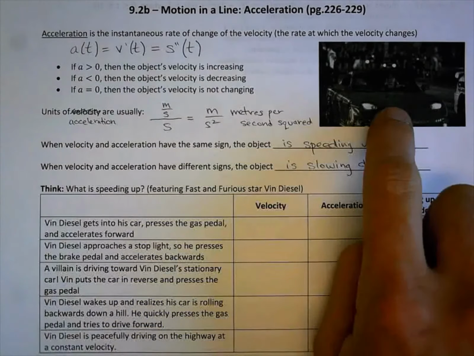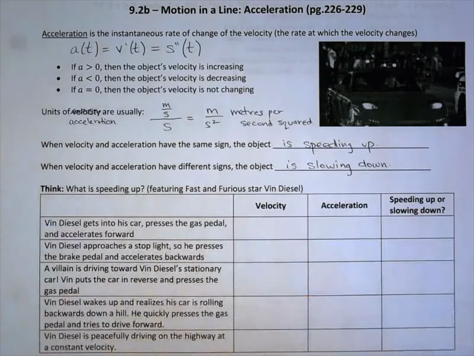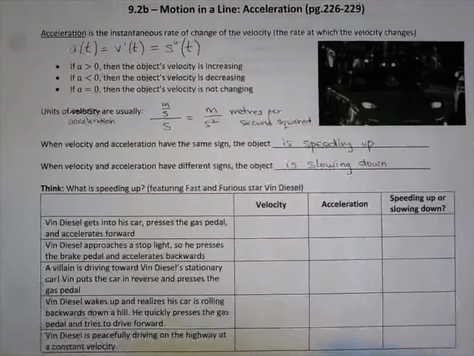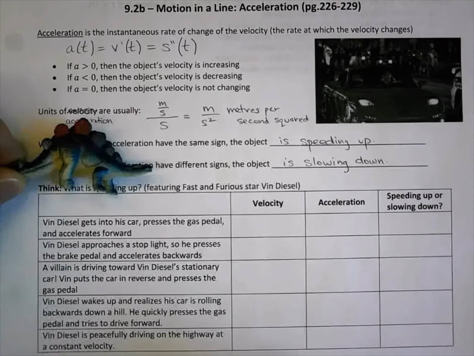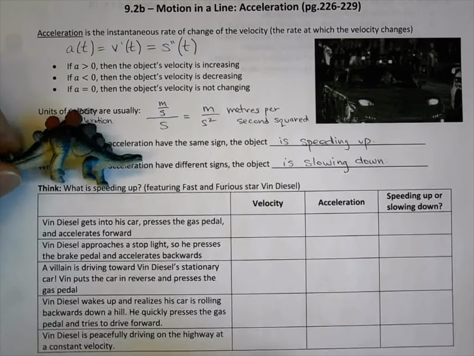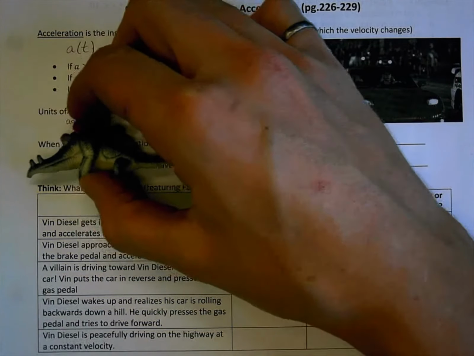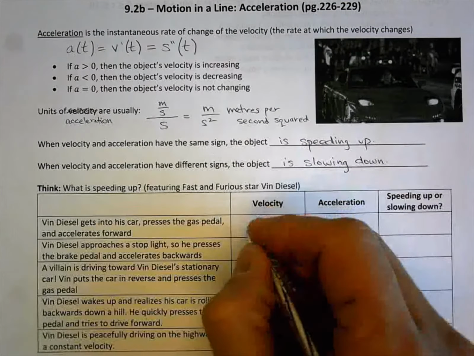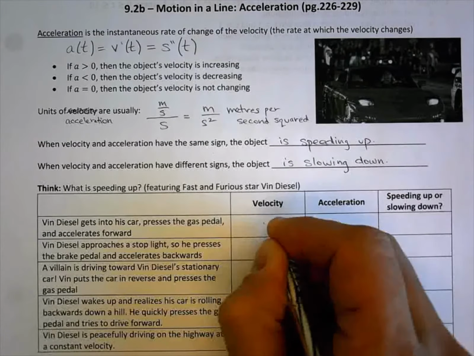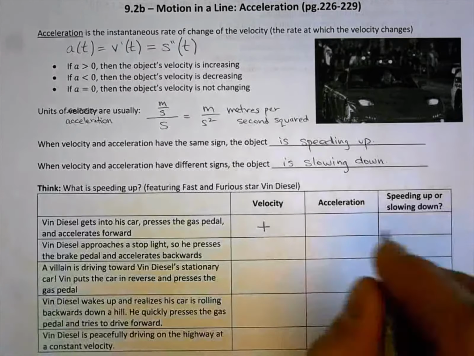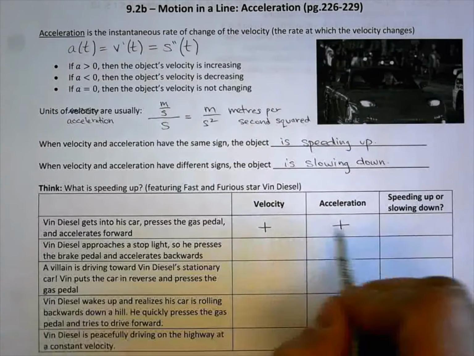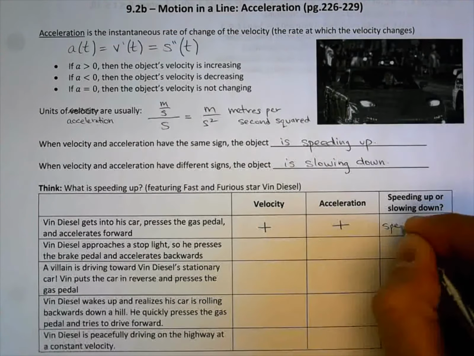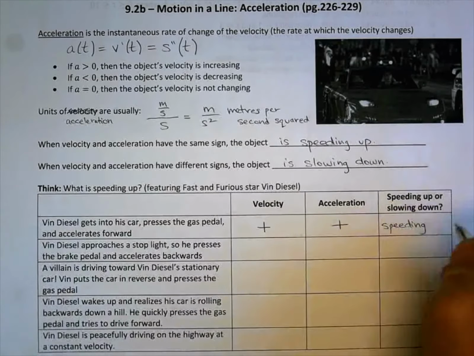To do this, you can see the picture here of Vin Diesel, star of the Fast and Furious films. He knows all about acceleration because he drives cars a lot. So Vin Diesel, and I'll use my dinosaur to illustrate. Vin Diesel gets into his car, so it's at rest. He presses the gas pedal and accelerates forward. That means he starts moving faster, faster, faster. The velocity, he's traveling forward, so it's positive. And the acceleration, he's also accelerating forward. Because those two signs are the same, we would say he's speeding up. And no one would argue that Vin Diesel can really make those cars move fast.